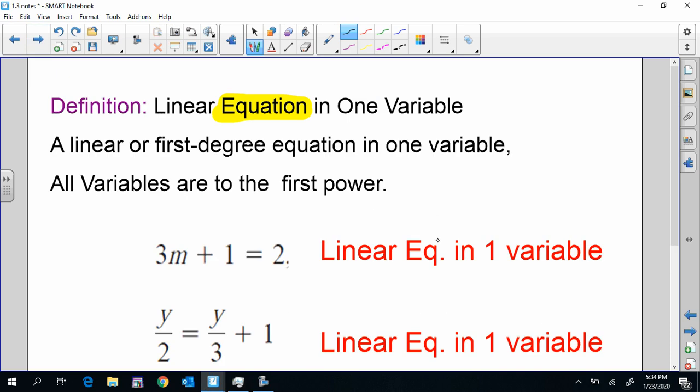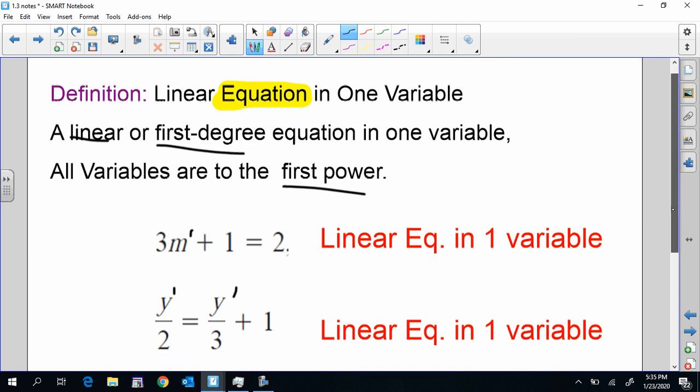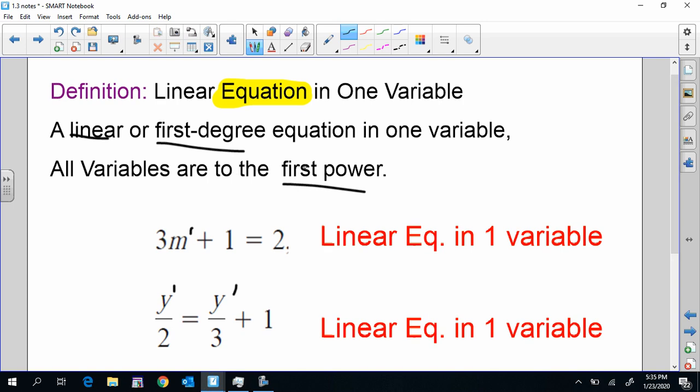We better make sure we understand the difference between the expression and the equation. This is what we call a linear equation. Linear means first degree. First degree means all variables have the first power on them. Y to the first, x to the first, m to the first. Each of those variables has a first power, and therefore it is a linear equation in one variable. Wait, there are two variables. No, they're both y. That's what we mean by in one variable.